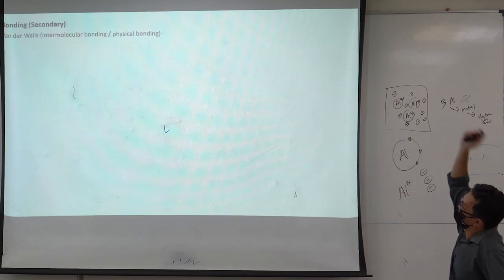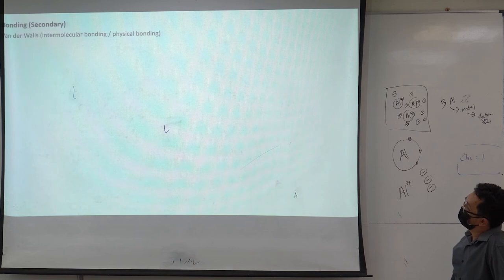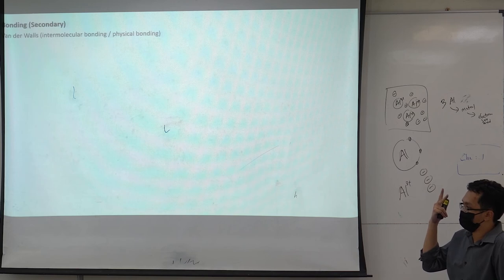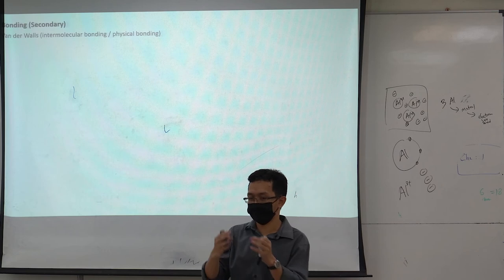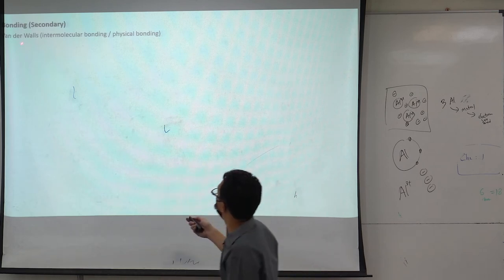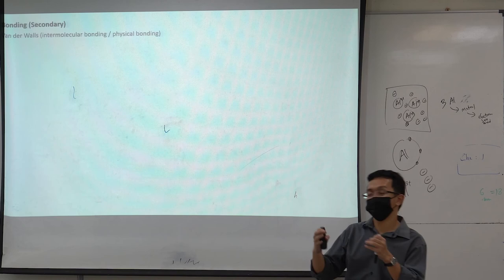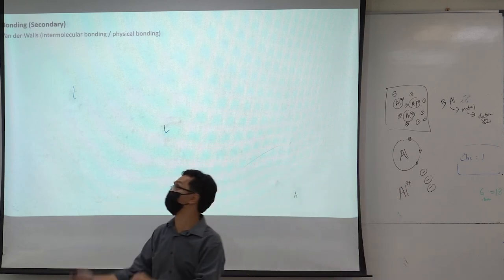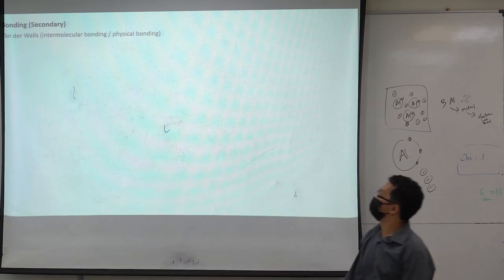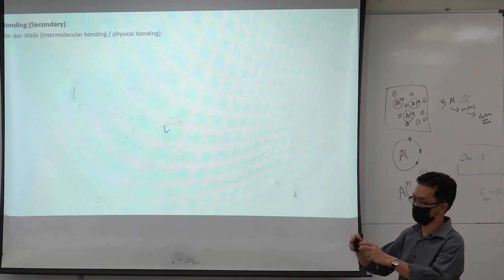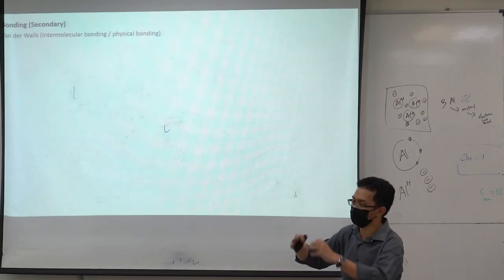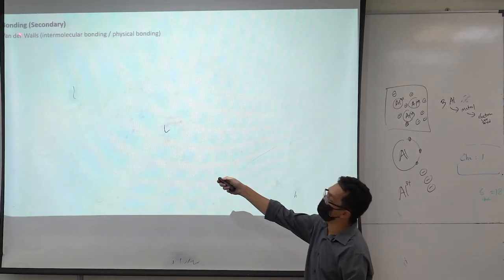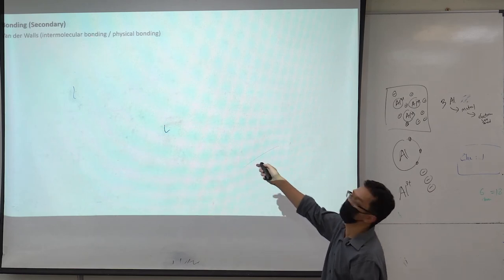Okay, so now we learn about secondary bonding. What we learned just now, ionic, covalent, and metallic, is basically primary bonding, the bonding that happens because the electrons move around. Now we talk about secondary bonding. Bonding that happens physically means that there is no transfer of electrons. An example is van der Waals. Normally we have a lot of names, but all the secondary bonding can be grouped together in what we call van der Waals. We also call it intermolecular bonding or physical bonding.